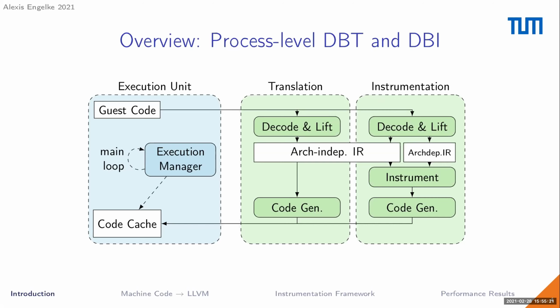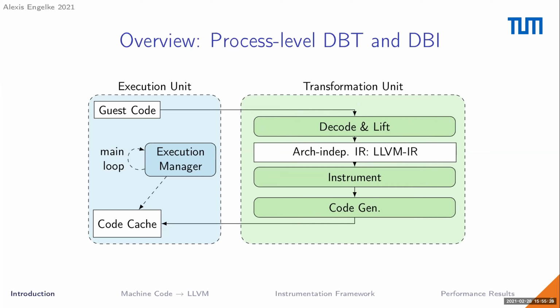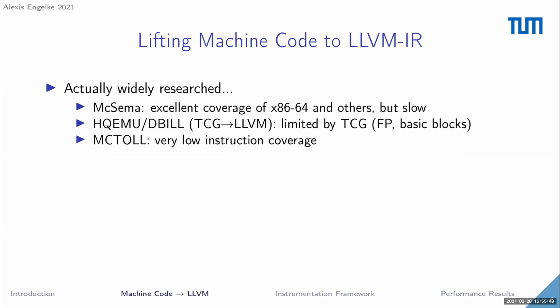So what we are going to do is unify these two things into our generalized transformation unit. We decode and lift, then as architecture independent code representation, we use LLVM. Then we instrument, perhaps by just doing nothing, and then we generate new code. So that's how it integrates. Let's start at the top with decoding and lifting machine code to LLVM. This is actually a widely researched field, and there are many lifters available out there with varying quality.